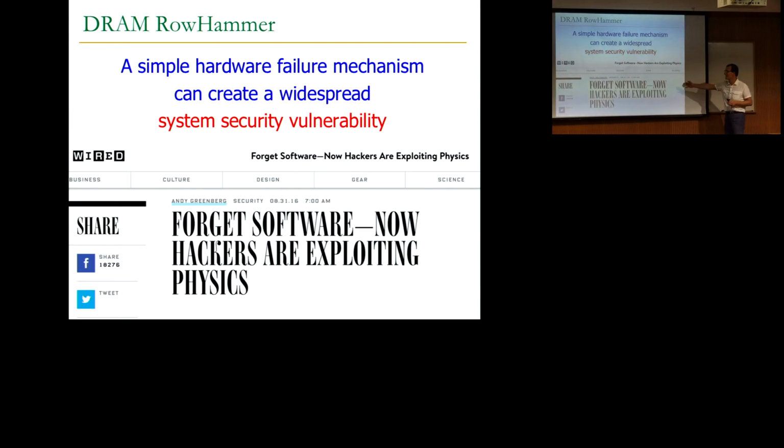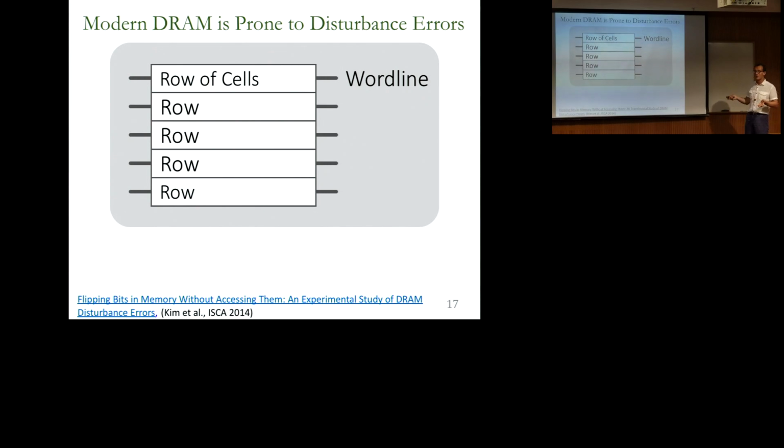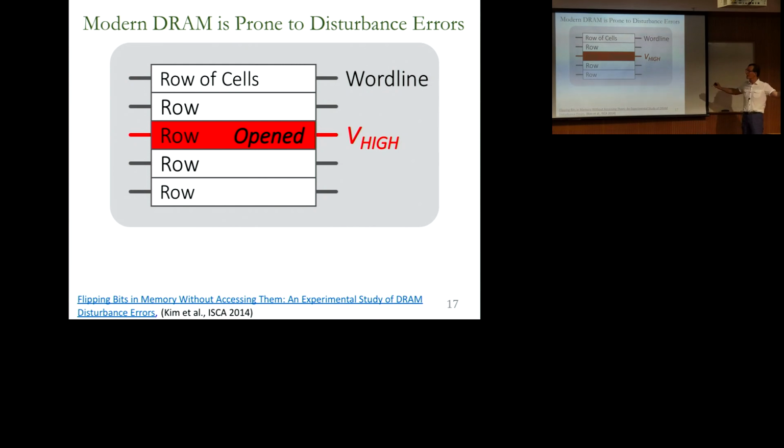And as I said, people are writing popular articles like this: "Forget software, now hackers are exploiting physics." And I like this title because it actually gets to the heart of the problem. So what is the problem? As we discussed, a memory bank consists of multiple rows. And if you want to read something from the row, you need to activate that row, apply high voltage to that word line. And if you want to read something else, you need to pre-charge the array, basically, which applies low voltage to it.